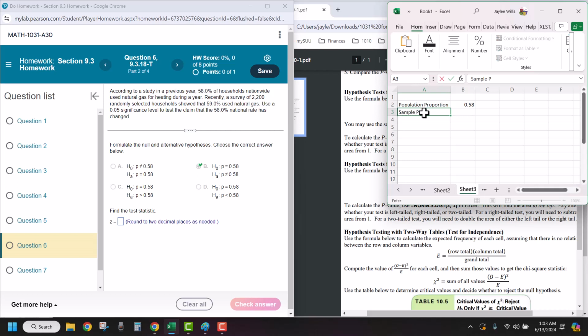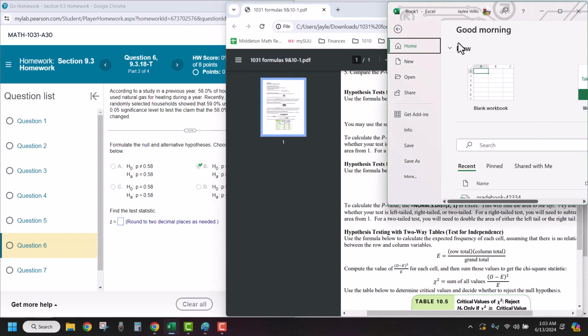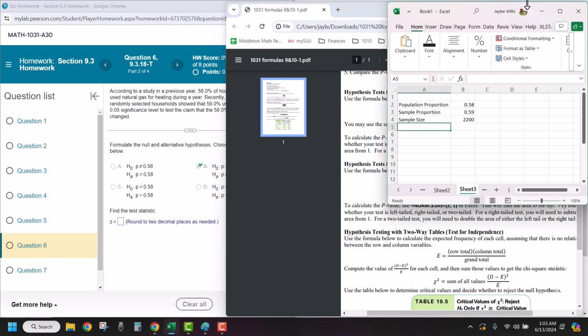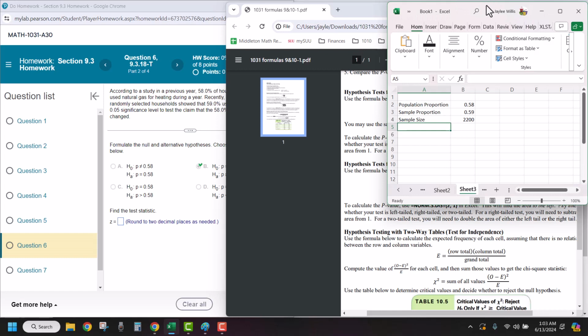The sample proportion, which in the formulas is denoted with the p hat symbol, is going to be 0.59. Our sample size is going to be 2,200. And now I'm going to calculate my z-score using the formula on my formula sheet. I don't know why it's not letting me move it.